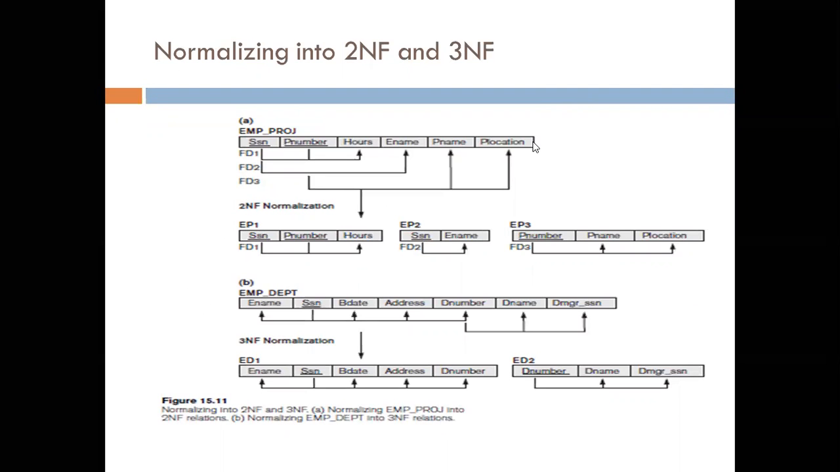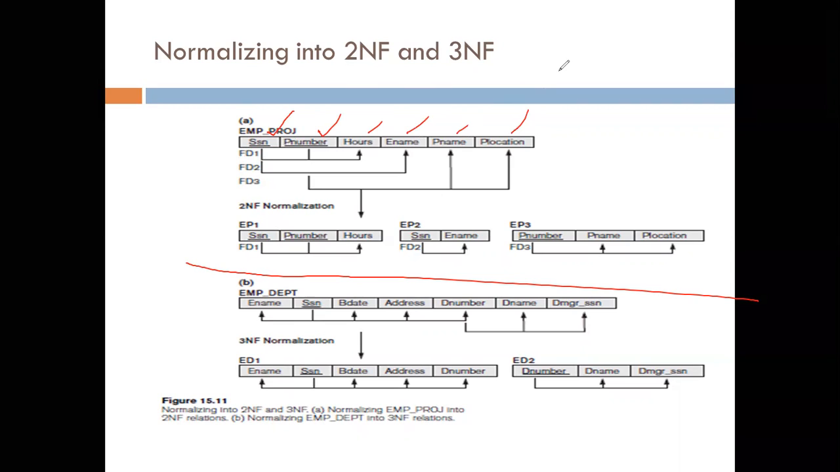So consider this example where we will normalize the table into 2NF and 3NF. So first we'll see how it is normalized into 2NF, because we have not discussed 3NF yet. So first part we will see till here. So what are the things we have? SSN, project number, hours, employee name, project name, and location. So all the things are there in the same table.